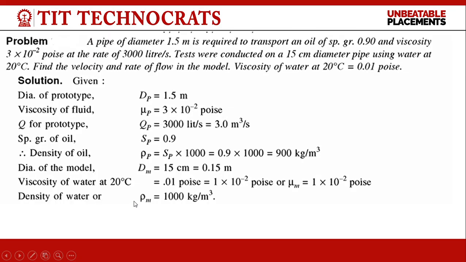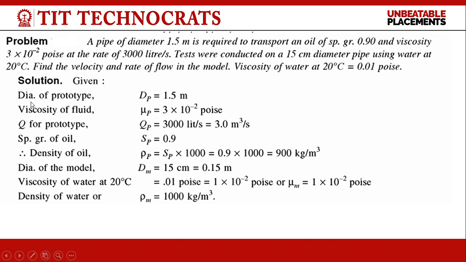So based on this Reynolds model law, let us discuss one numerical problem. A pipe of diameter 1.5 meter is required to transport an oil of specific gravity 0.9 and viscosity 3 into 10 to the power minus 2 poise at the rate of 3000 liters per second. So 3000 liters per second is the discharge. Tests are conducted on a 15 centimeter diameter pipe using water at 20 degrees centigrade. Find the velocity and rate of flow in the model. Viscosity of water at 20 degrees is 0.01 poise.